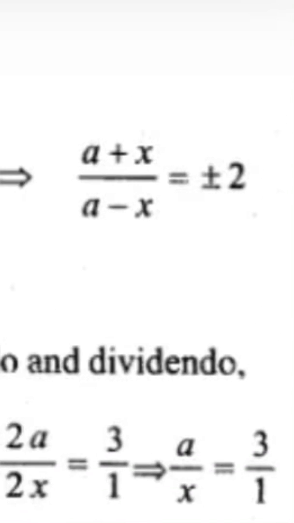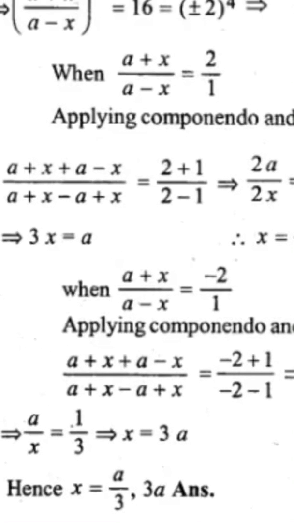Similarly, as we know, we got two values. We also got it as minus 2. Let's substitute that too. If I take (a plus x) upon (a minus x) as minus 2, then in that case, again applying C and D, what I get this time, on simplifying, is a upon x is equal to 1 upon 3, and on cross multiplication I get x is equal to 3a.